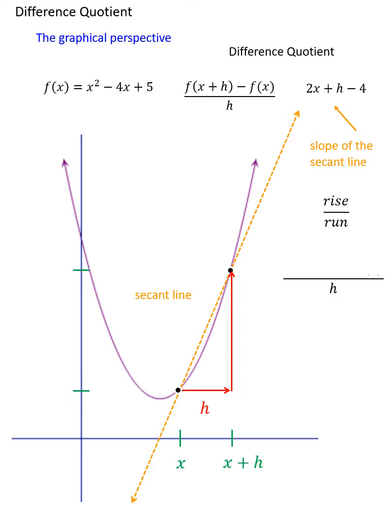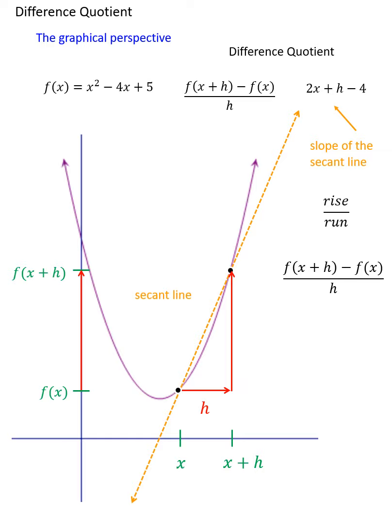Well, the rise is going to be the vertical distance between the 2 y values of those 2 points, the lower of which is f of x, because it has an x coordinate of x, generically speaking, and the higher one will have a y coordinate of f of x plus h, because the x coordinate is x plus h. And so the rise, or the distance between those 2 points, would be the top one minus the bottom one, or f of x plus h minus f of x.